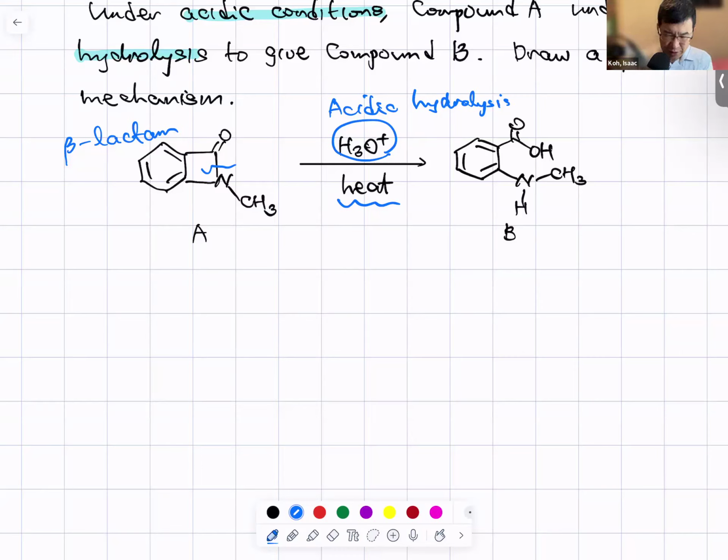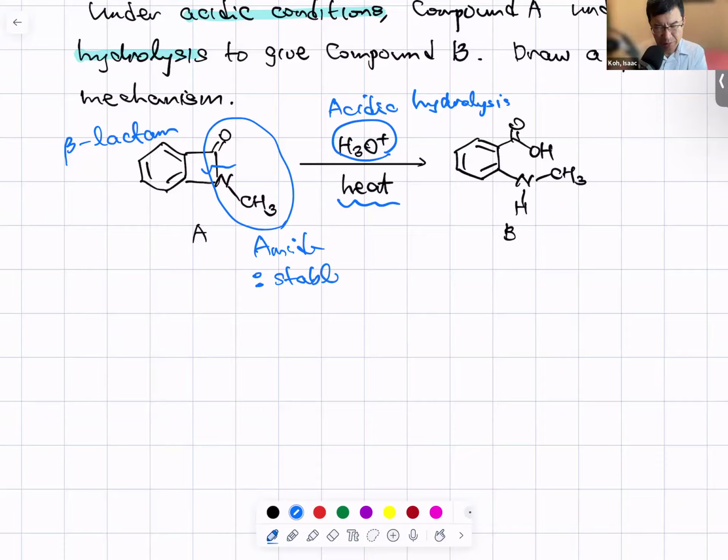And first, recognize that this amide is a very stable carbonyl compound. So it does not usually react. That's why we have to use strongly acidic condition. We have to also heat it up. And let's really think about it. And in this case, we need to activate the carbonyl group first by protonation.